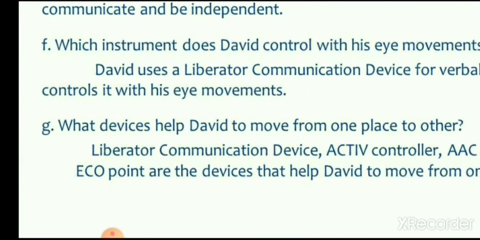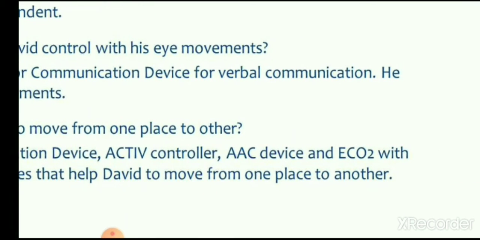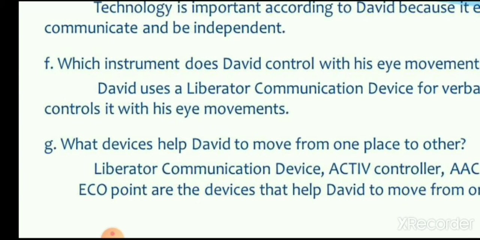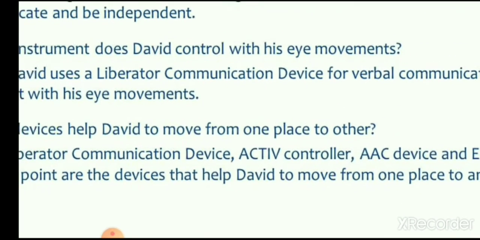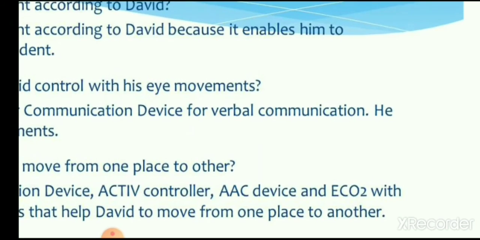What devices help David to move from one place to another? Liberator communication device, Act 4 controller, AAC device and Echo 2 with Echo Point are the devices that help David to move from one place to another.